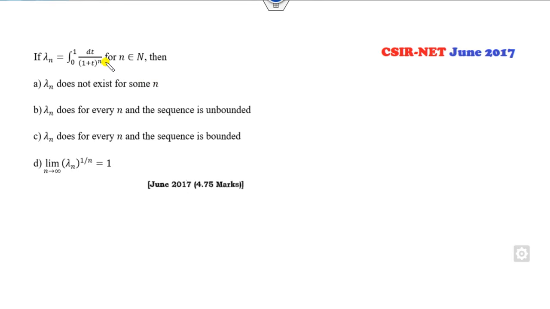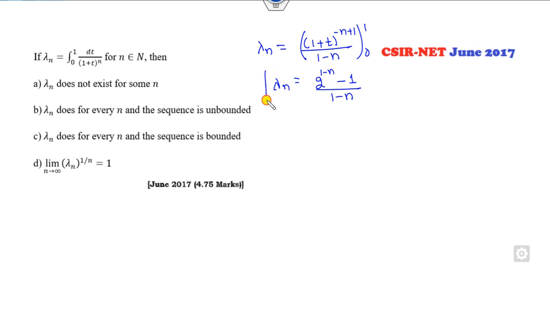Lambda n is given to be the integral for some n, then this does not exist for some n. I can first integrate this. What is the integration of this? It's minus n plus 1 over 1 minus n, from 0 to 1. So it will be 2 raised to power 1 minus n, minus 1, over 1 minus n. Fine. This is my lambda of n. When will it not exist? So clearly it exists for all n, but we have to check at n equal to 1. So what is the limit as n goes to 1?